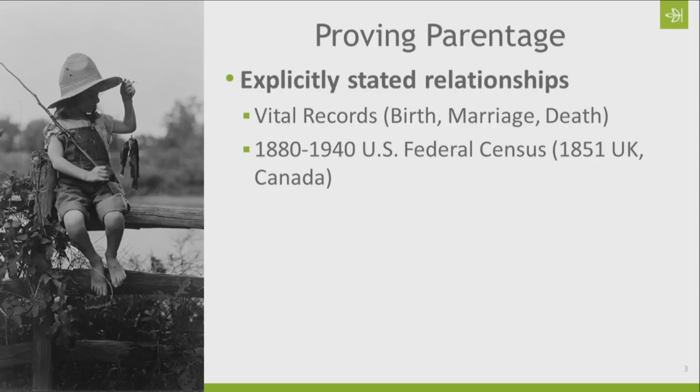In the UK and Canada, they started listing relationship to head of household in their 1851 census records. Another record that explicitly states the relationship, oftentimes of children to parents, are wills. So if somebody leaves a will, they very often will state, to my child or to my daughter or to my son, I leave this.